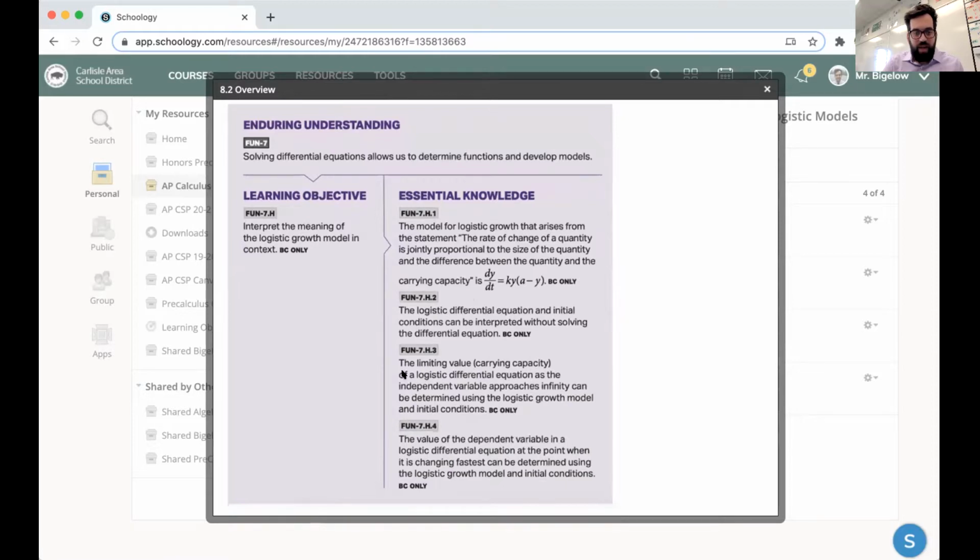A carrying capacity or a limiting value of a logistic differential equation as the independent variable approaches infinity can be determined using the logistic growth model and initial conditions. And the value of the dependent variable in a logistic differential equation at the point when it is changing fastest can be determined using the logistic growth model and initial conditions. Okay, so that was a lot. We're going to get into what all that means and see some visuals and work with some equations so it all makes sense. Let's head over to the notes.